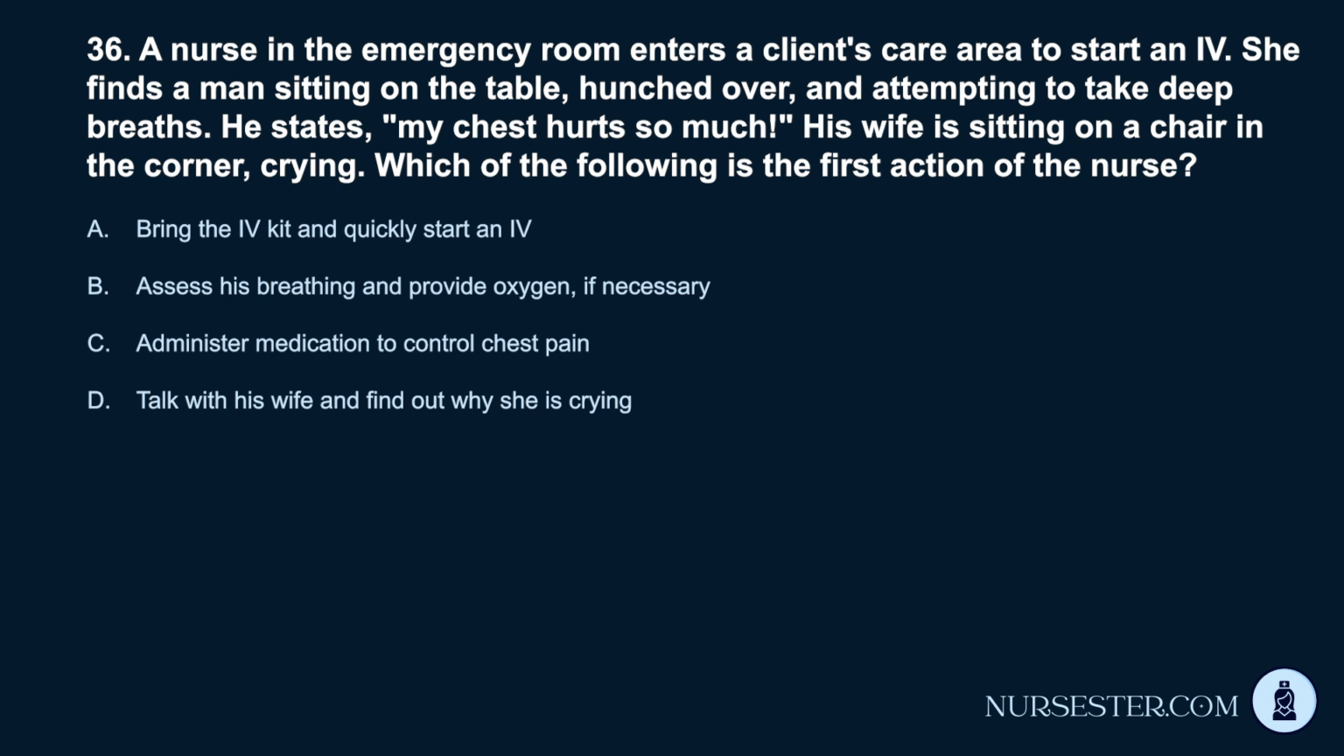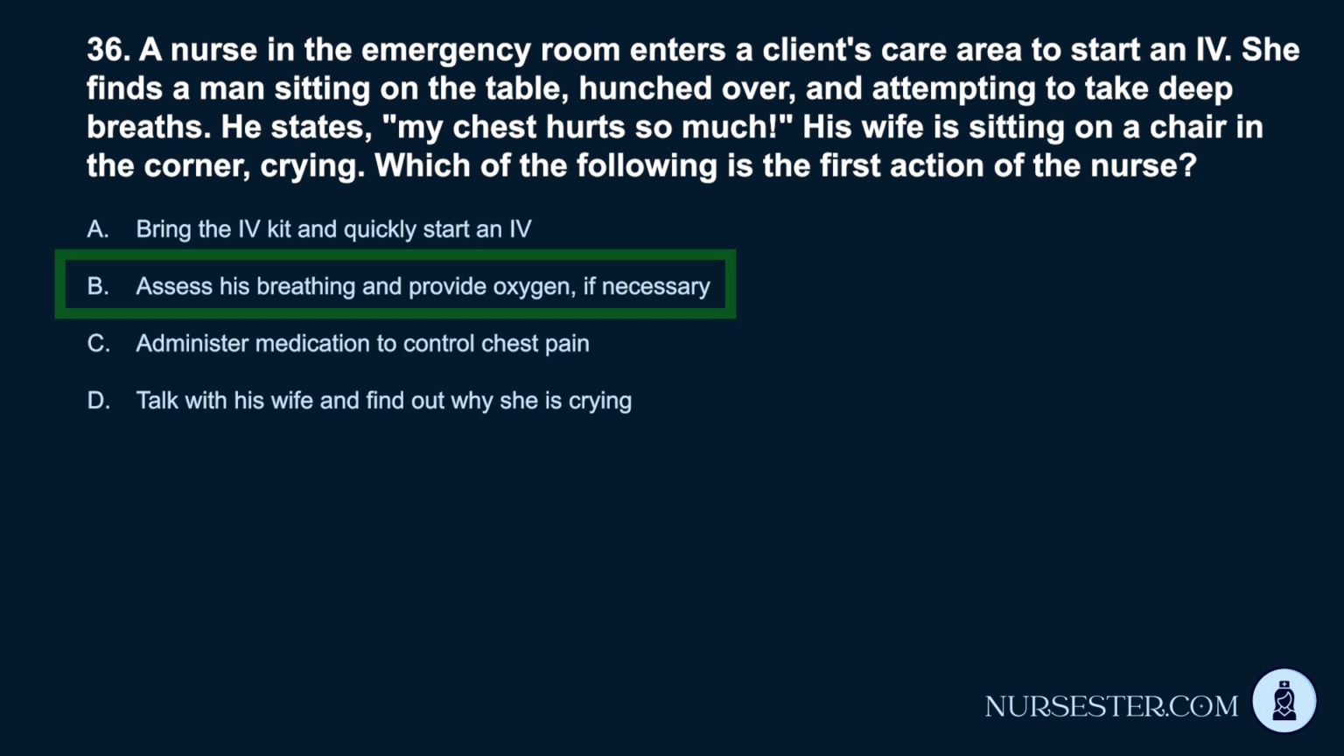36. A nurse in the emergency room enters a client's care area to start an IV. She finds a man sitting on the table, hunched over, and attempting to take deep breaths. He states, "My chest hurts so much." His wife is sitting on a chair in the corner, crying. Which of the following is the first action of the nurse? A. Bring the IV kit and quickly start an IV. B. Assess his breathing and provide oxygen, if necessary. C. Administer medication to control chest pain. D. Talk with his wife and find out why she is crying.